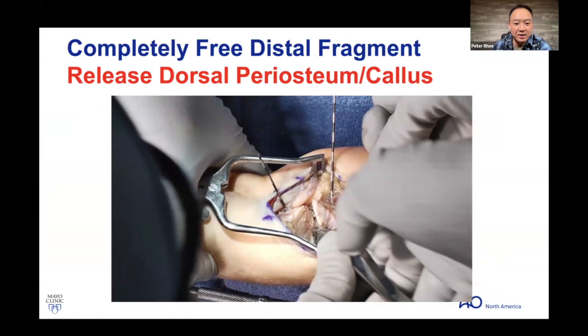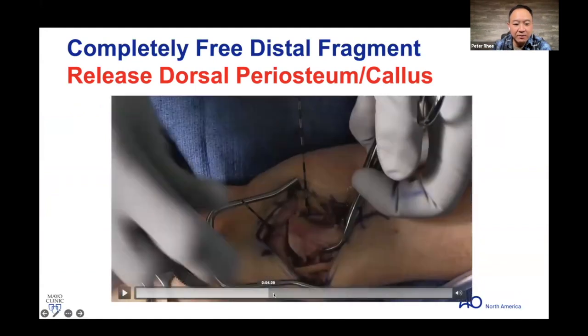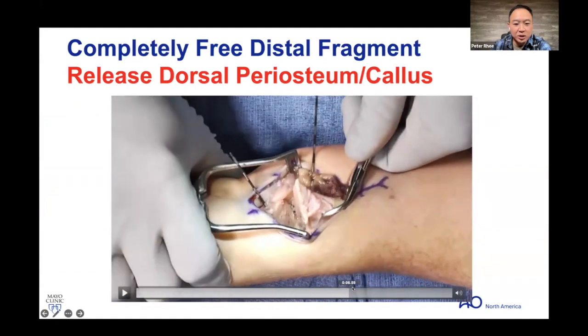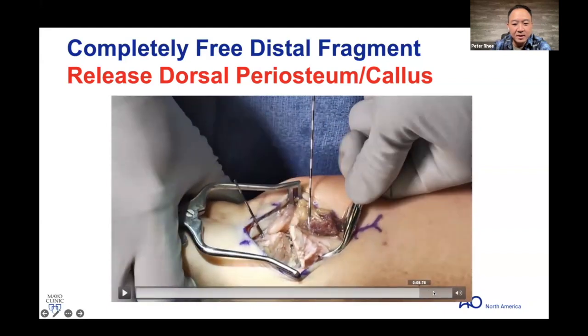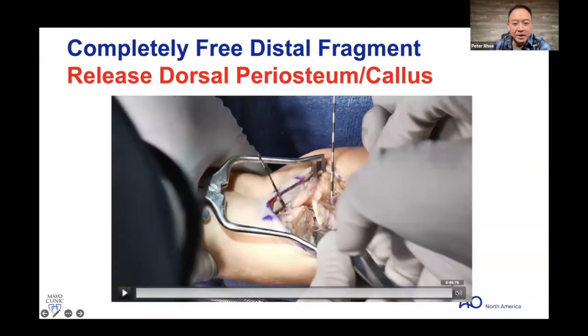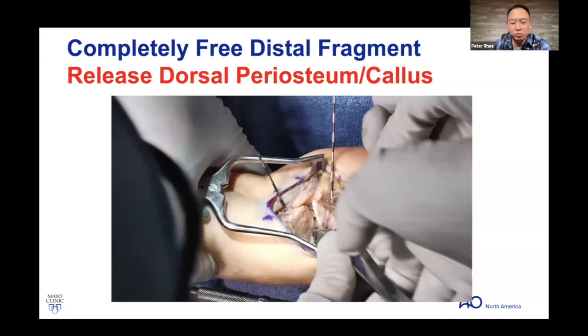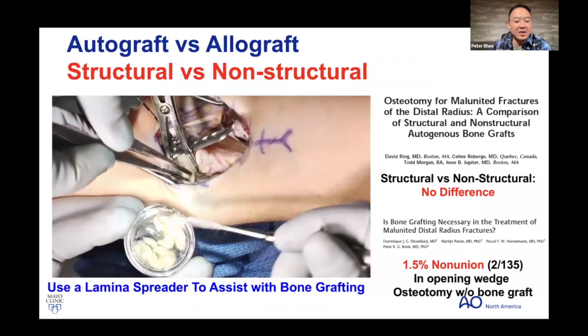So I'll do all that, and as you can see here, once I can see everything, I'll actually get a rongeur and just chip away anything else that may be stuck there. I don't know if I get to that here. Yeah, there we go. So I took that part out, but I just make sure it's fully free. Otherwise, you're just wasting effort. That's going to be ineffective. And then bone graft.